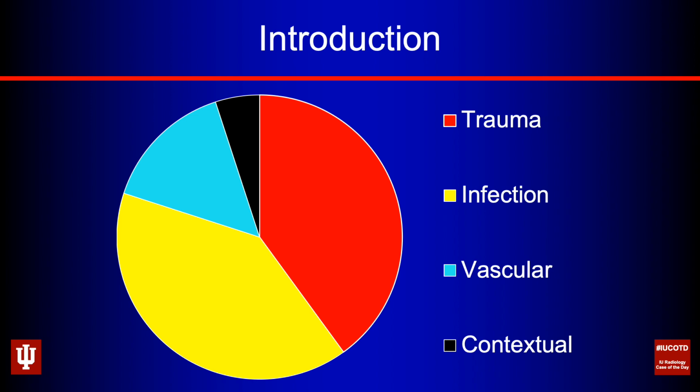So as we approach temporal bone emergencies, this is just a graph. It's not anything that has a strong numeric value. This is sort of the Gestalt graph, but this is how I look at things, how things come to me in my current practice of temporal bone emergencies. There's a fairly even split between trauma and infection. And less frequently do we see vascular issues.